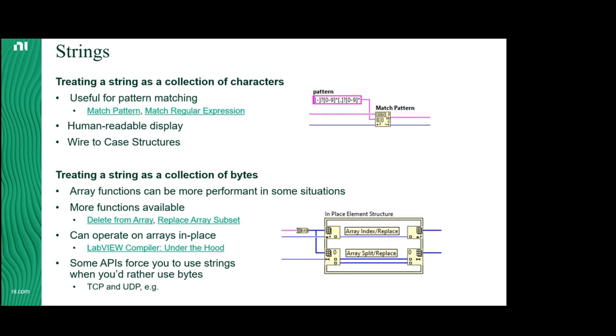Another reason you might want to treat a string as a collection of bytes is because it should have been a collection of bytes in the first place. The example that I like to give is the TCP functions in LabVIEW. The TCP read is going to give you back a string. Almost always, that is an array of bytes that you want to process. The fact that it comes back as a string kind of adds an extra step that you now have to go turn it into the array of bytes that you want to do stuff with.